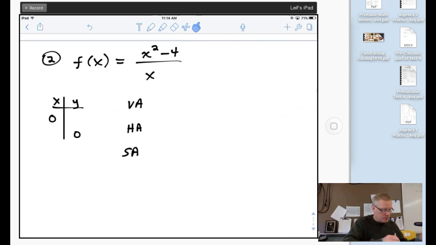Next one, number 2. So vertical asymptote is what I get when I set the denominator equal to 0. So that's x equals 0. Horizontal asymptote.